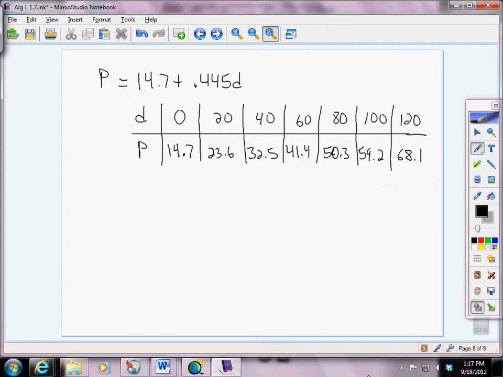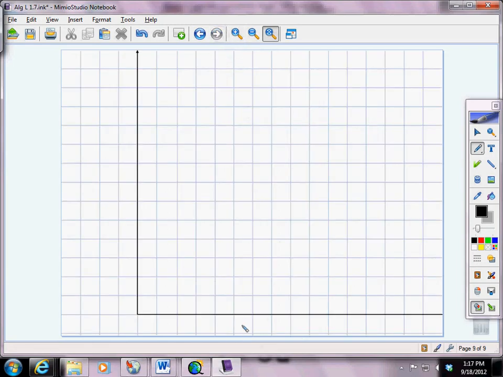So what we've done is we've written our equation, we used our domain and came up with an input-output table, and then finally we're able to graph it. So we're putting it all together now. We're given a problem, we're writing an equation, we're creating an input-output table, and now we're graphing. So let's put depth here at the bottom and our pressure on the side.